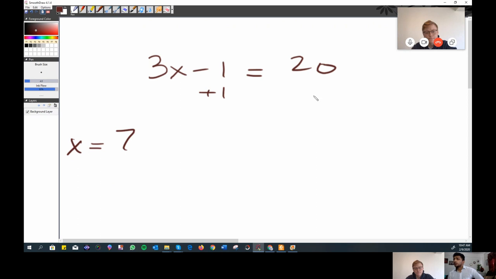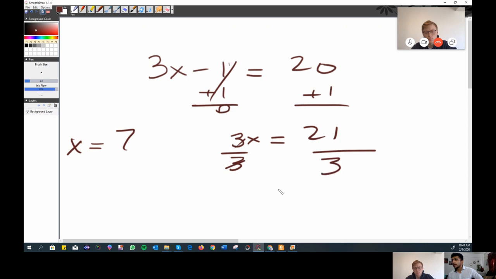Here we'll do plus 1 on both sides. 21 is equal to, this would become 0, right? Because minus 1 and plus 1 becomes 0. I have the 3x left, divide by 3 on both sides. X is equal to 7, right? Okay, very good.